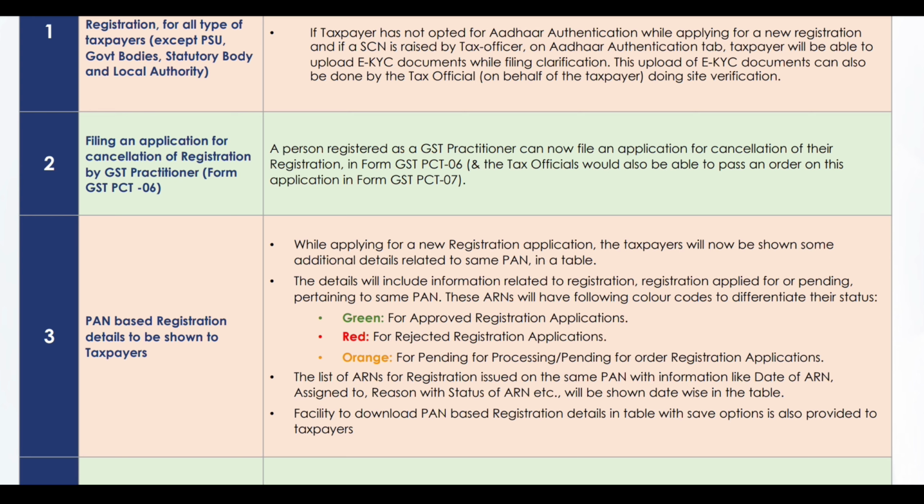Number 2, filing an application for cancellation of registration by the GST practitioners. This is regarding GST practitioners, not for the taxpayers. A person registered as a GST practitioner can now file an application for cancellation of their registration in form GST PCT 06. This is for GST practitioners, not for the regular taxpayers.